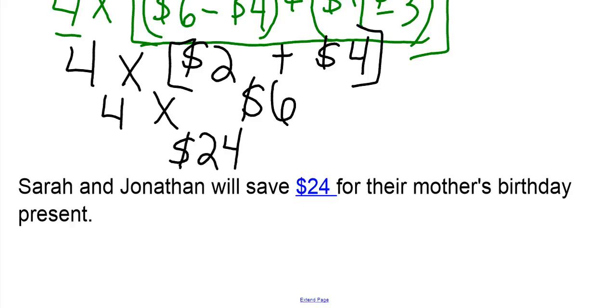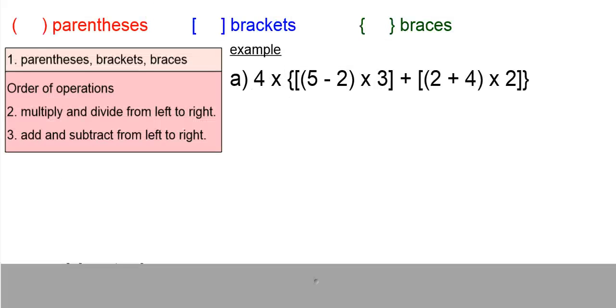Let's get a little more practice in. Let's look at example A. Here's an example that we're going to work through using our order of operations. We see 4 times (5 minus 2) times 3 plus 2 plus 4 times 2. Seems like a lot of information, but if we follow our order of operations, we will be able to solve this rather easily. So first we need to start with parentheses, and we see the 5 minus 2 is in parentheses, and we also see the 2 plus 4. So that's where we need to direct our attention.